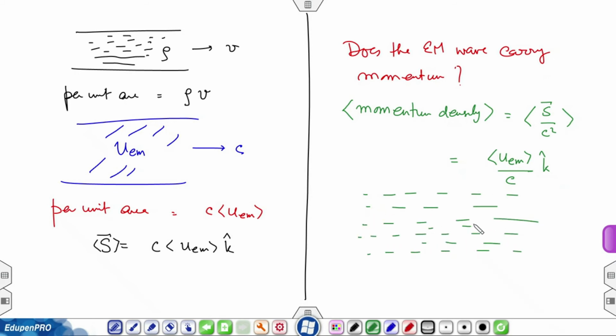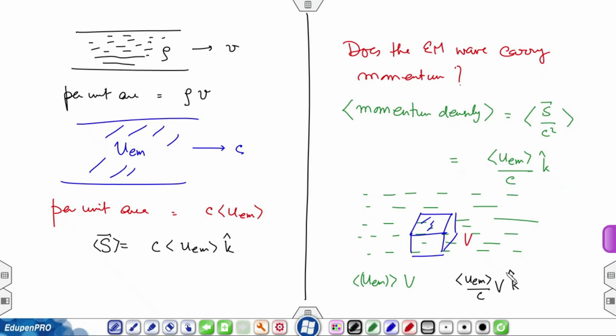So, if there is this electromagnetic wave filling the space, just like it contains energy per unit volume u EM, if I take a volume V, the energy in this is u EM time averaged times V. The momentum contained in this is going to be u EM by c times V. That is the momentum contained, and momentum also has a direction. So, it will be in the direction of k.